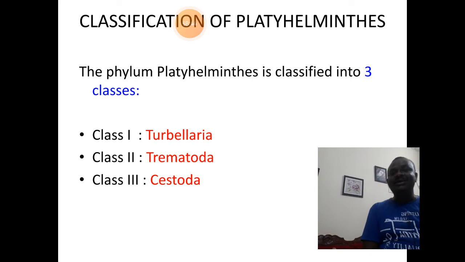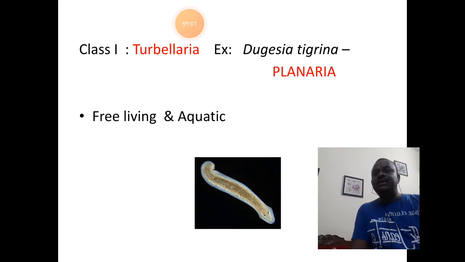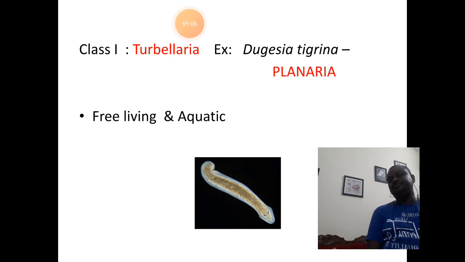Coming on to the classification of Platyhelminthes. Majorly, there are three classes seen for the phylum Platyhelminthes, namely Turbellaria, Trematoda, and Cestoda. Turbellaria includes the organisms that are free living and aquatic. It includes the example of Planaria, which is scientifically called Dugesia tigrina. That is the scientific name of Planaria.